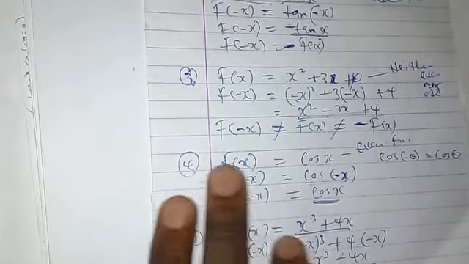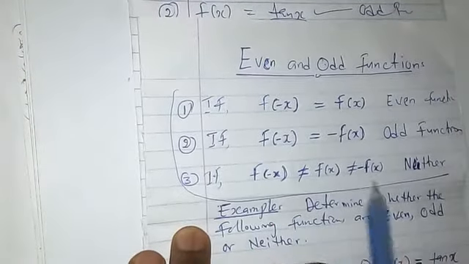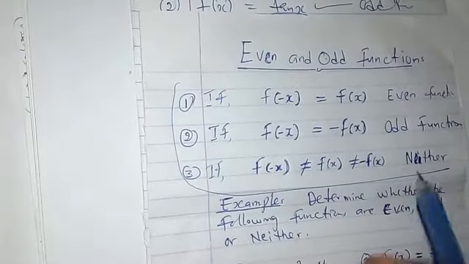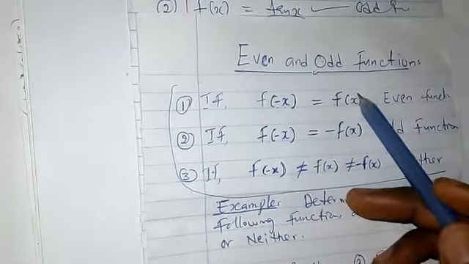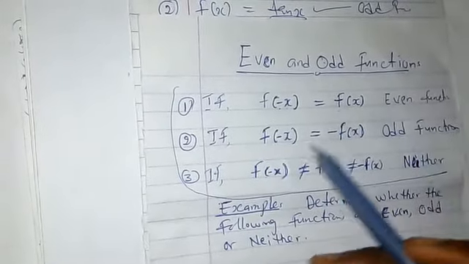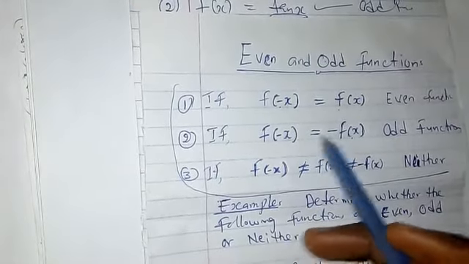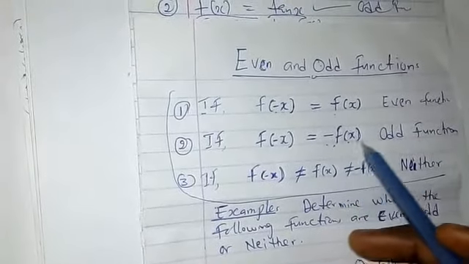Algebraic test for even and odd functions. What you have to know is just these key points. When you are given a function and you want to check algebraically, you just put your negative x and simplify. If it gives you f of x, that means you are dealing with an even function. But if it is negative f of x, that is, you can factor out negative after you've simplified it and you still have your f of x, that means you are dealing with an odd function.